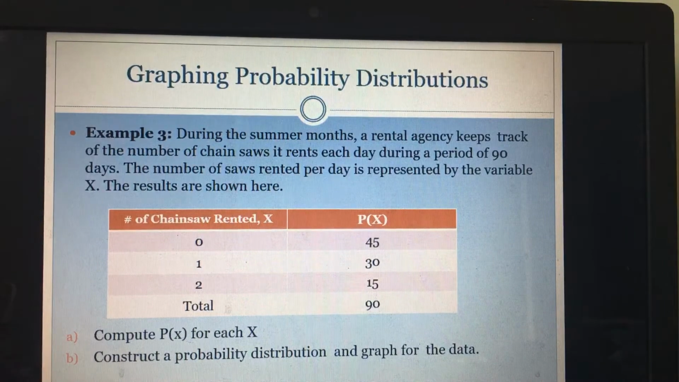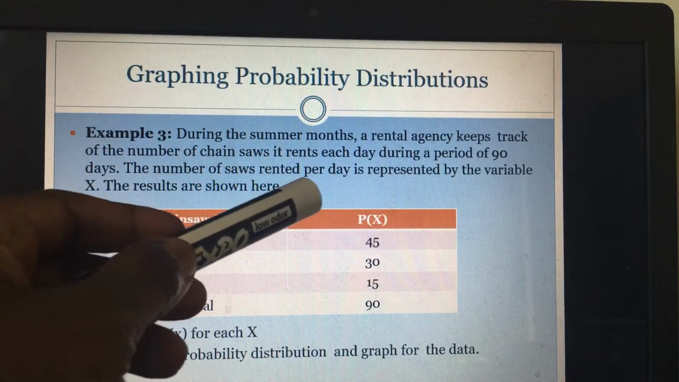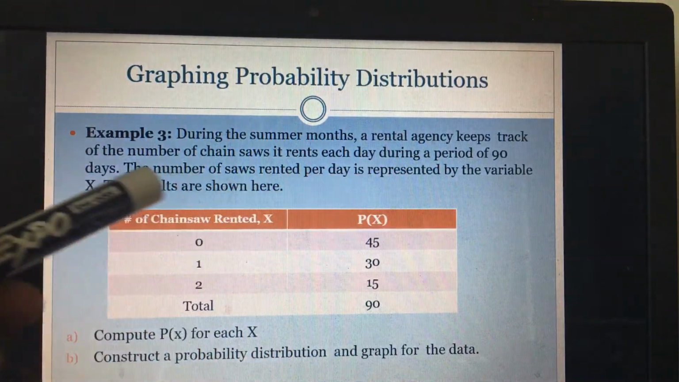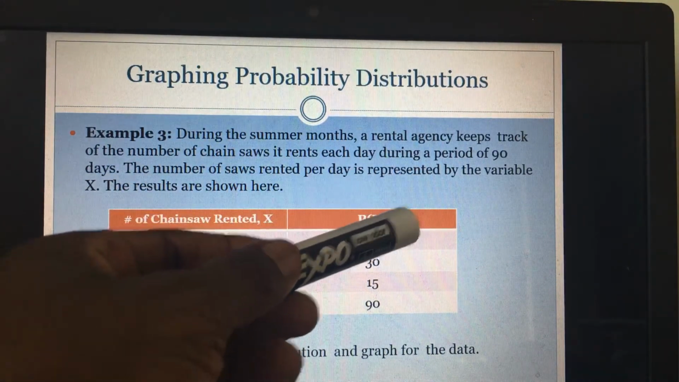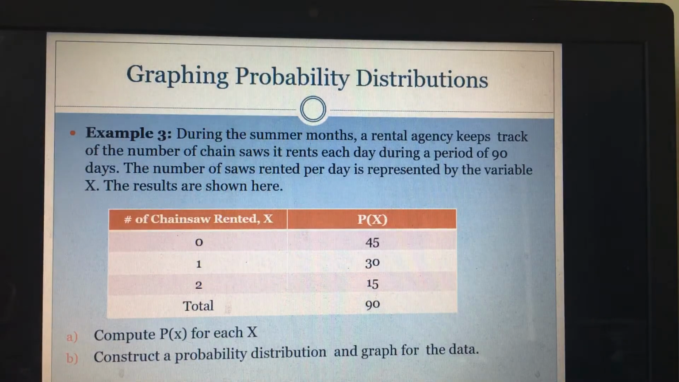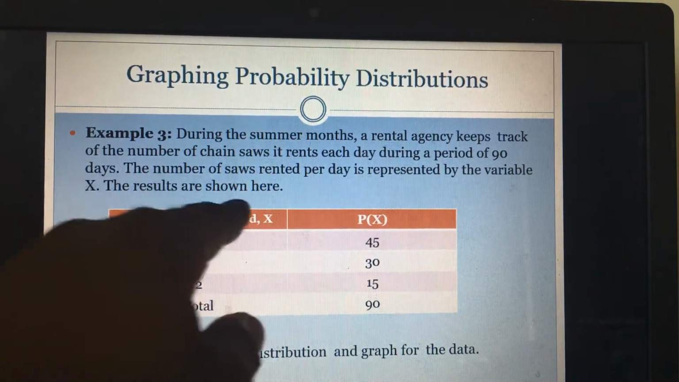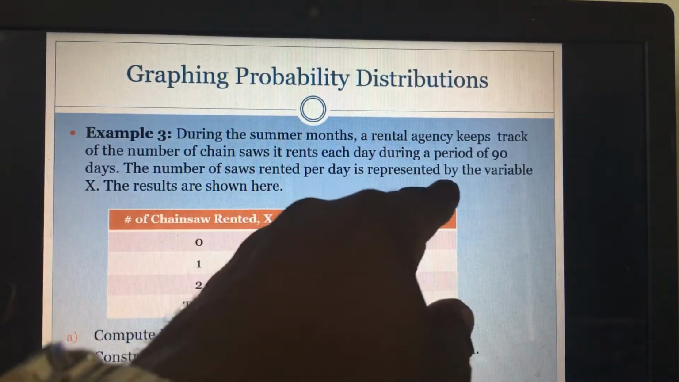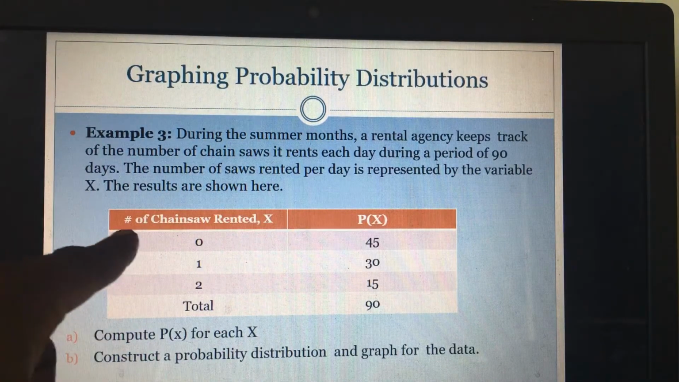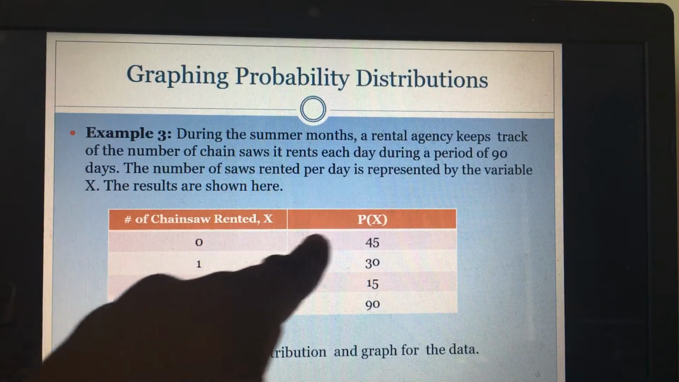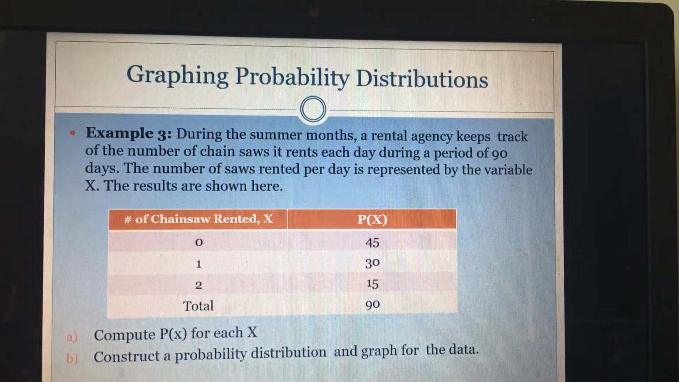It says, during the summer months, a rental agency keeps track of the number of chainsaws it rented each day during a period of 90 days. So the number of saws rented per day is represented by the variable X. You can see right here, number of chainsaws rented and the required probability, P(X).